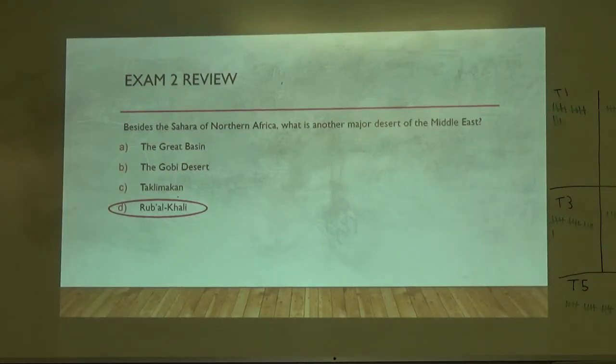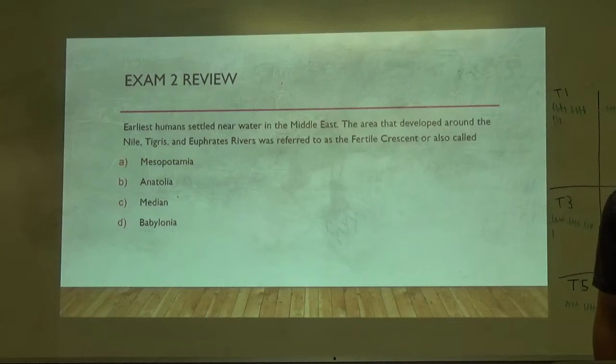The Rub' al Khali. Alright. Earliest humans settled near water in the Middle East. The area that developed around the Nile, Tigris, and Euphrates Rivers was referred to as the Fertile Crescent, or also called this. Is it A, Mesopotamia, B, Anatolia, C, the Medes, or D, Babylonia? Okay, answers in 3, 2, 1. Everyone says A. All right, Mesopotamia.